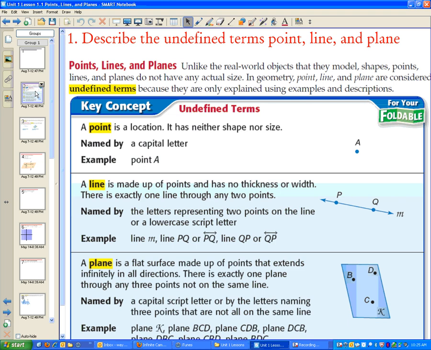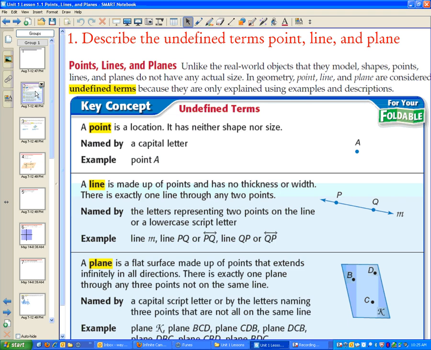And that seems a little scary at first until you realize the only reason they're undefined is because mathematicians cannot agree upon a definition. It's not that they don't know what they are, and it's not that you don't know what they are. It's that mathematicians could not agree upon a definition. Okay? So that's why they're undefined. But you know these things. You know what a point is. A point is a location. It has neither shape nor size.